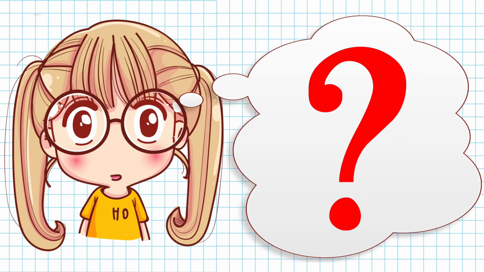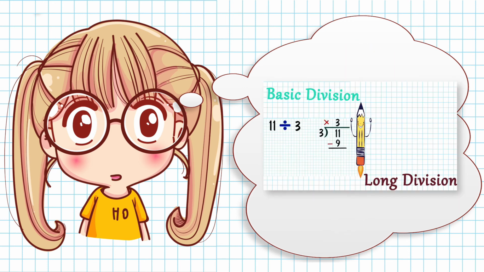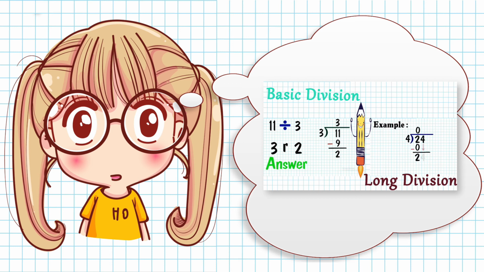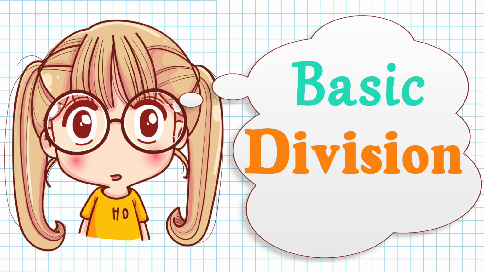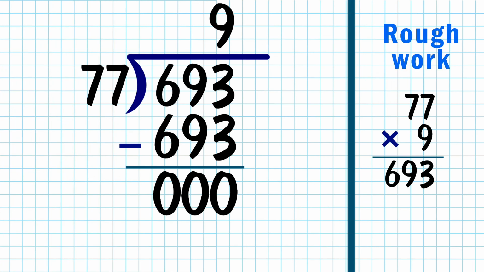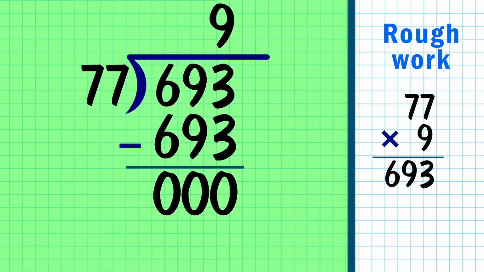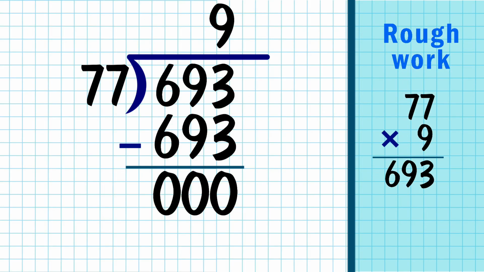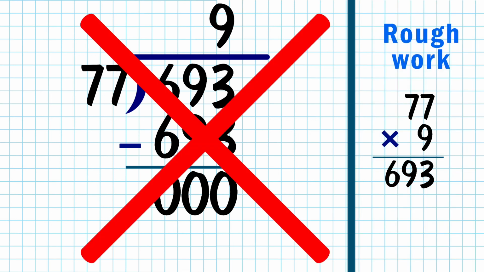But I have a question. When we started, you said that the questions which are solved in one step are basic division. So, is this also a basic division? Wow, a good question. It may look like a basic division problem, but if we look at its solution only, since we have done a lot of rough work where we were multiplying the divisor with different numbers in order to find out the solution, this is not the basic division.